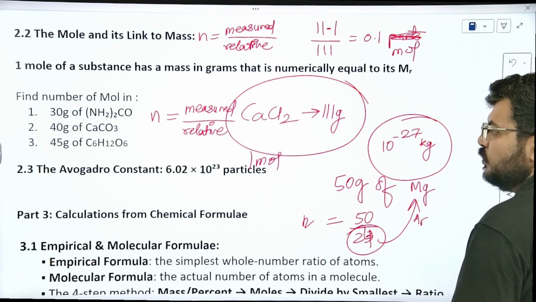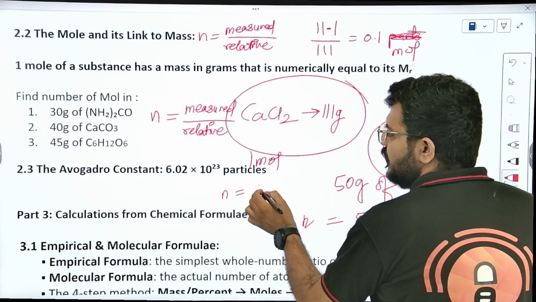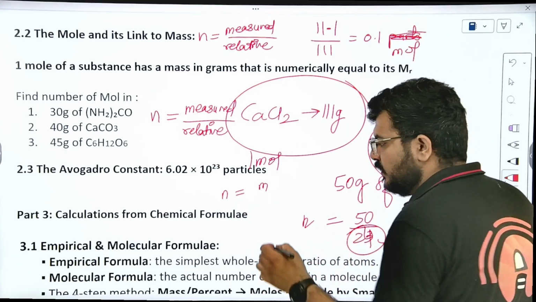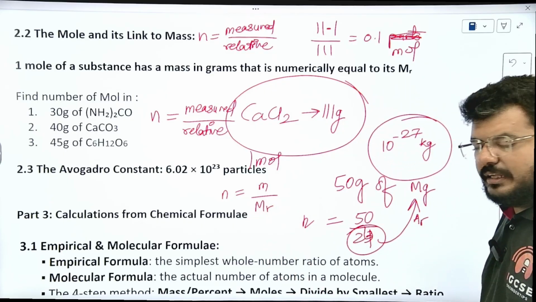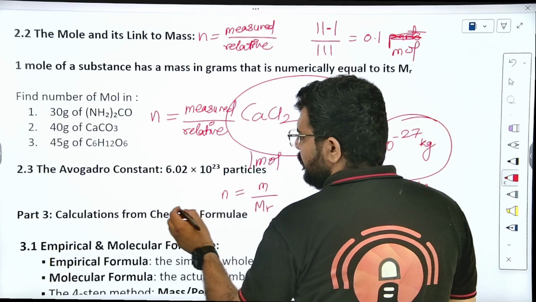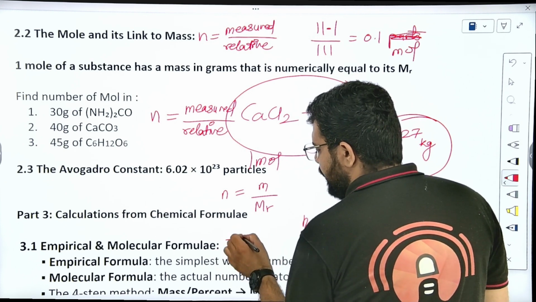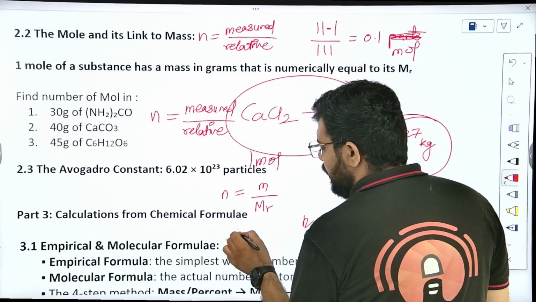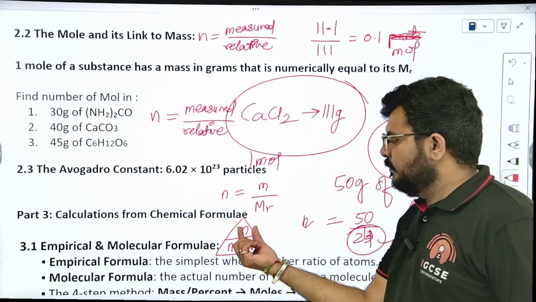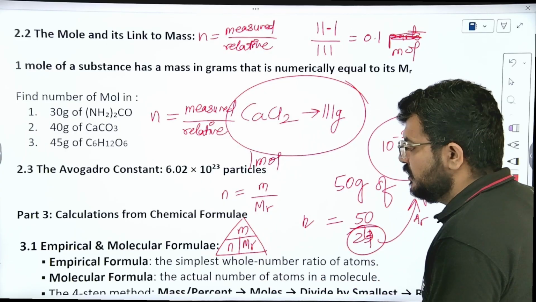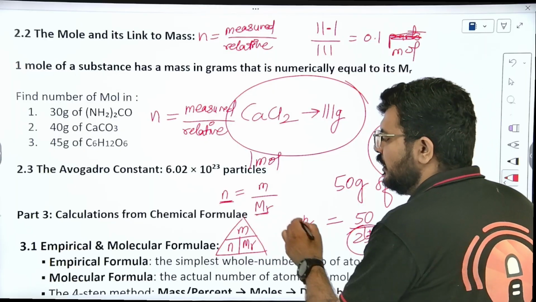And for a fact, you can easily make a formula triangle, that n is equal to m over Mr. Small m stands for the measured mass, and Mr stands for the relative mass, right? So you can make a formula triangle with n, Mr and m over here. So the mass, if I want to find out the measured mass, I need to multiply the number of moles I have into the relative mass.